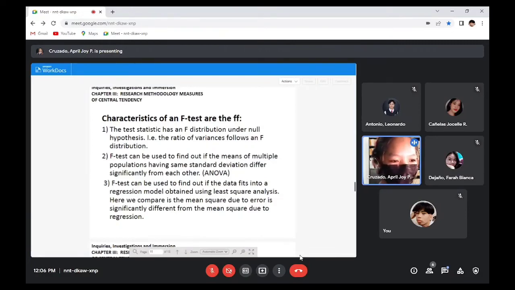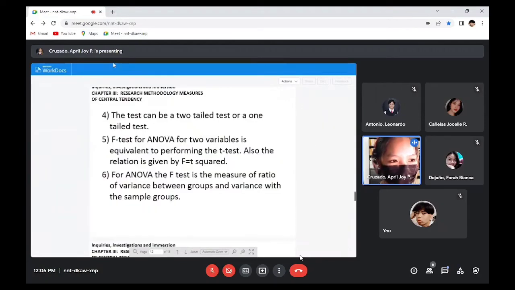Third, the F-test can be used to find out if the data fits into a regression model obtained using least square analysis. Here we compare if the mean square due to error is significantly different from the mean square due to regression. Fourth, the test can be a two-tailed test or a one-tailed test.